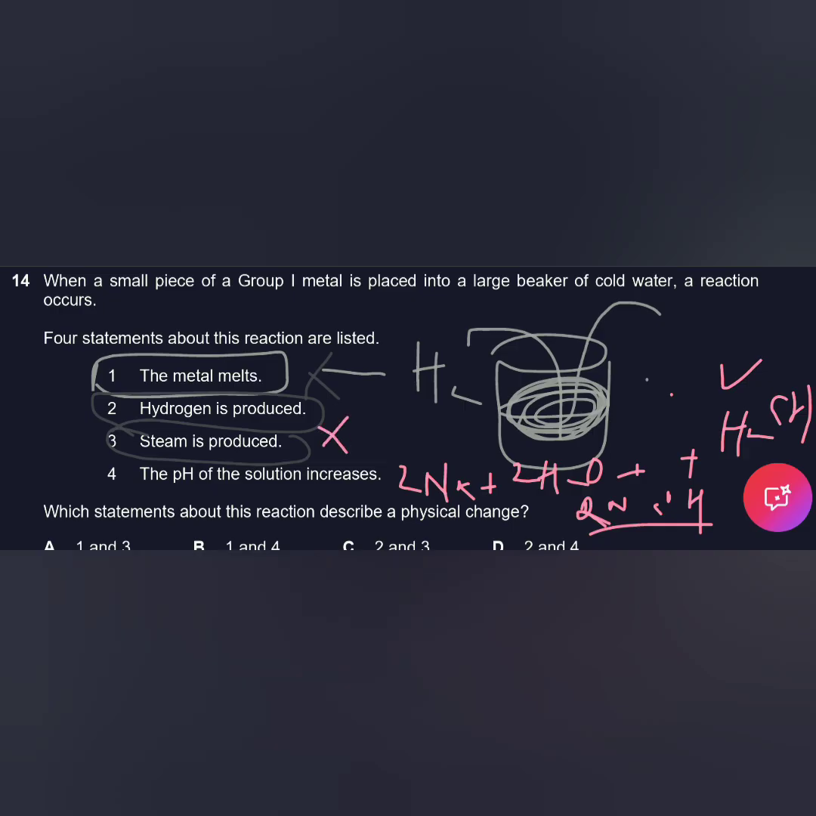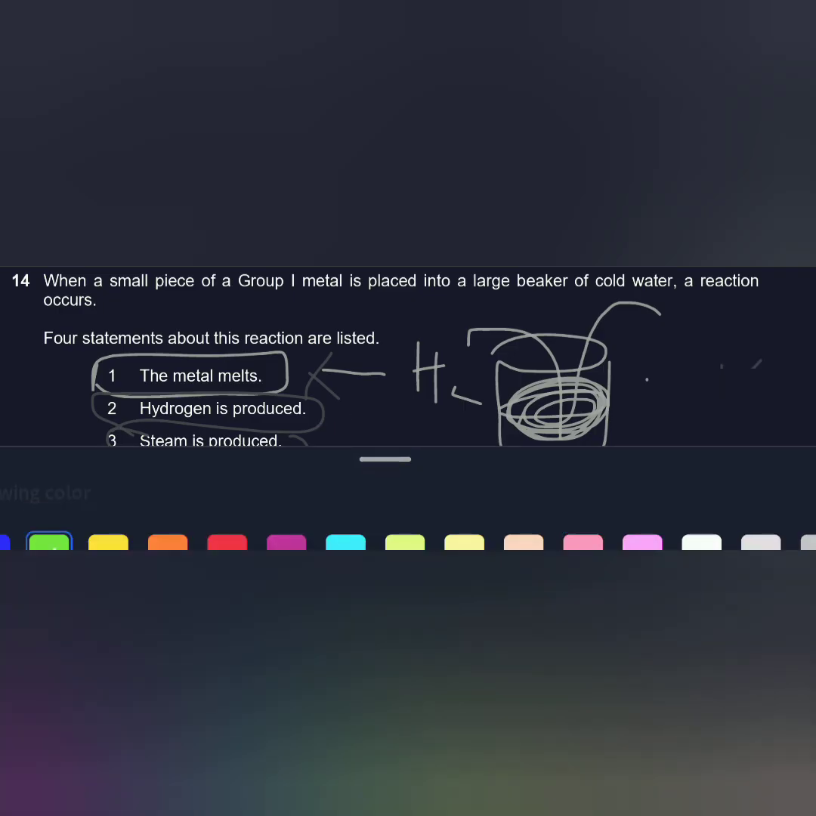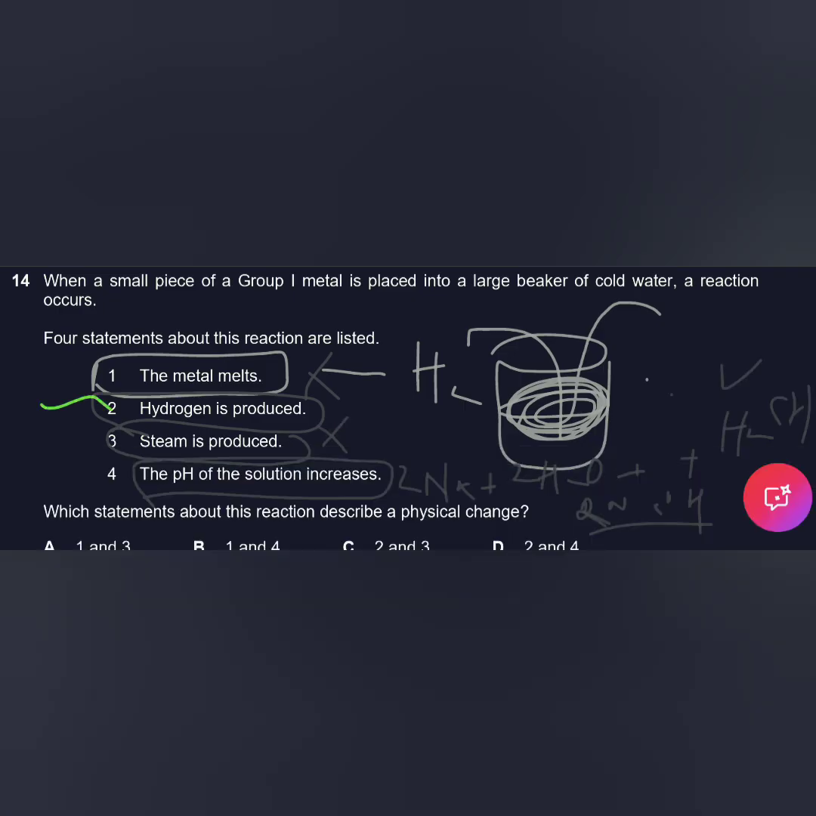The pH of the solution increases. Yes, whenever we have an alkaline solution, its pH is always greater than 7. So option 2 and option 4 are correct. So let's look at the options now. 2 and 4. Option 3 is wrong. Option D is correct, that contains options 2 and 4. So D is the correct answer, whereas C is also wrong.